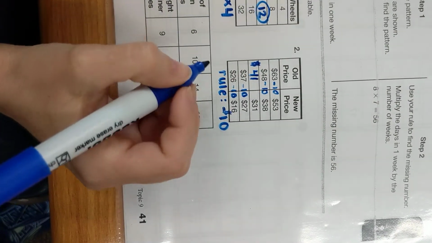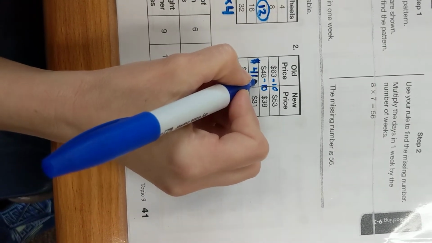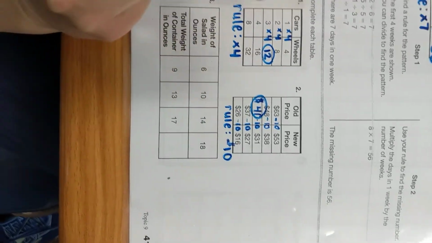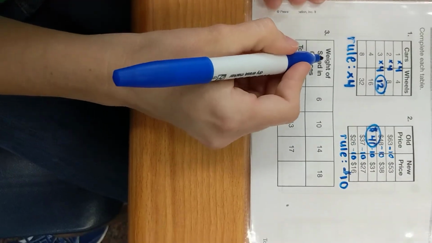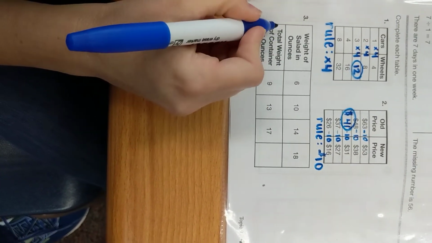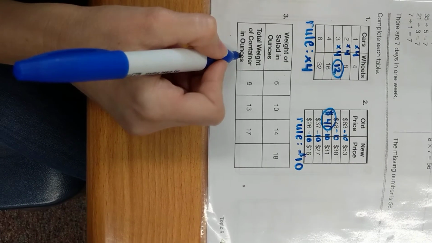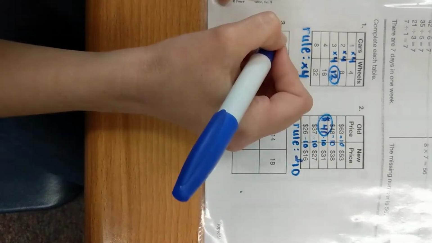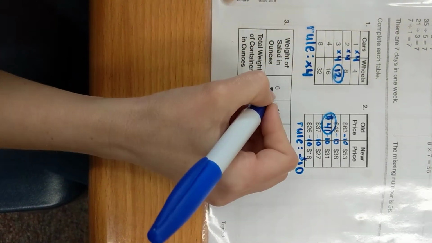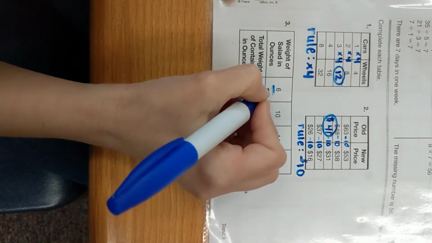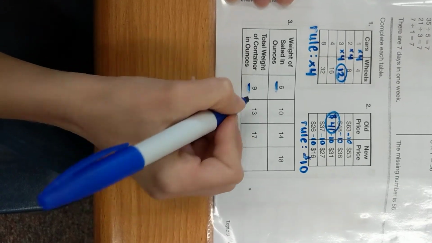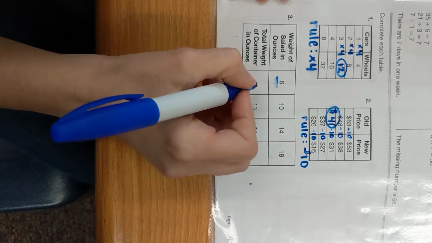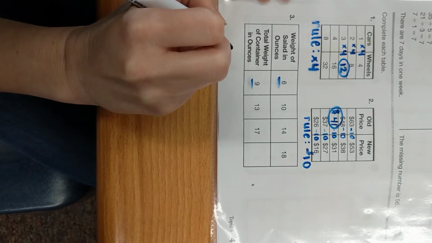Let's make sure that it works once you have it plugged in. 41 minus 10 is 31, so we're in good shape. Okay, let's do one more together. We're going to look at the weight of salad in ounces and the total weight of the container in ounces. So you notice that this table goes the other way. This is the weight of one salad in ounces. One salad is 6 ounces. And the total weight of the container, that means the salad plus the container, is 9 ounces.